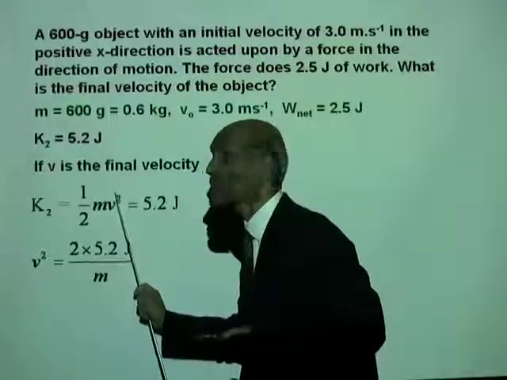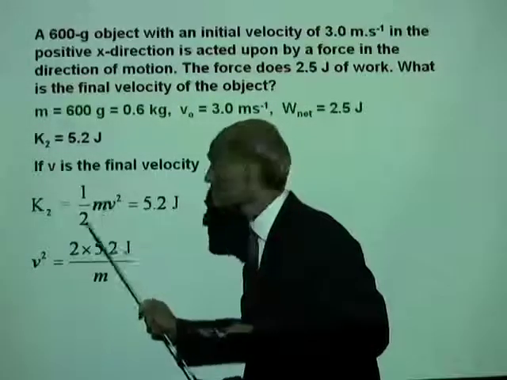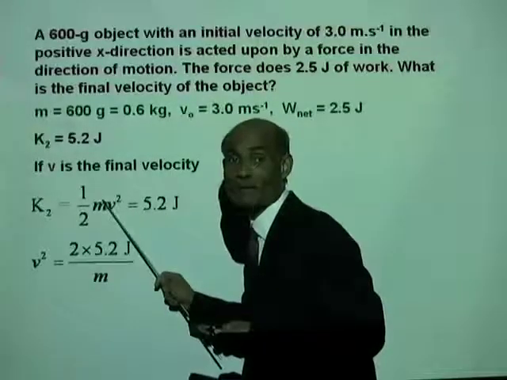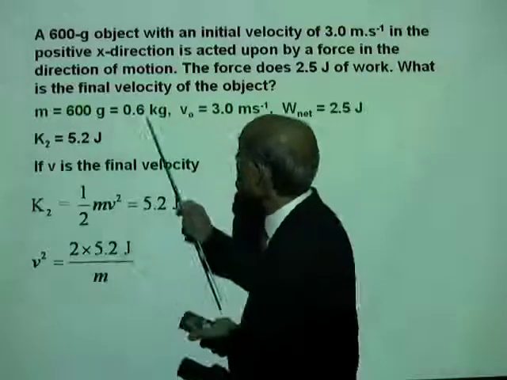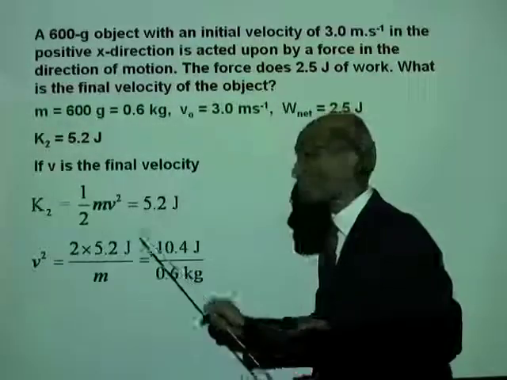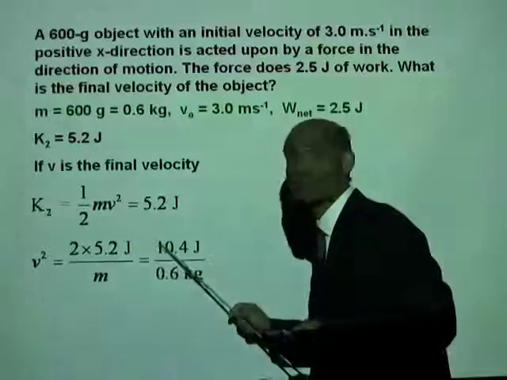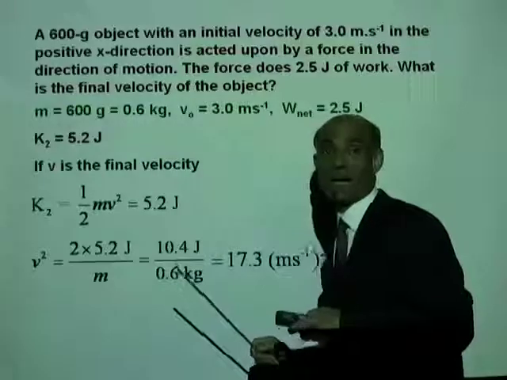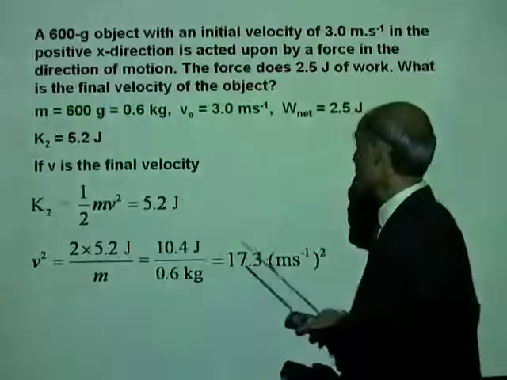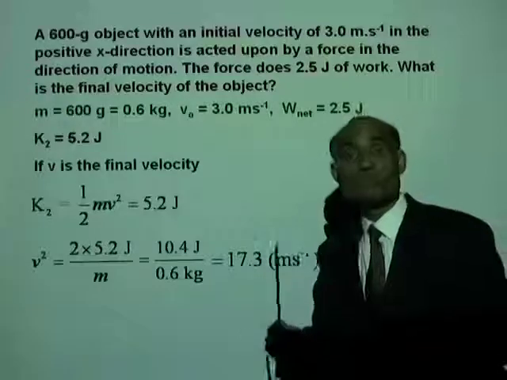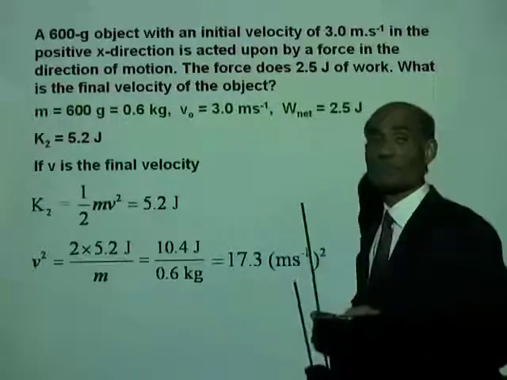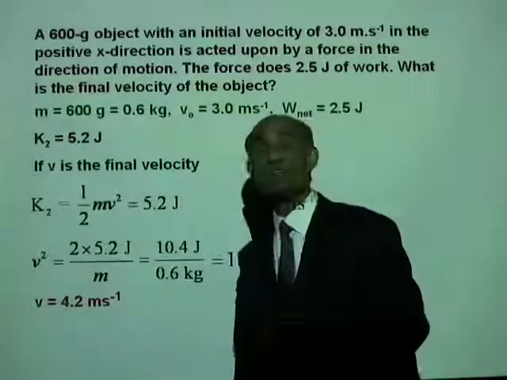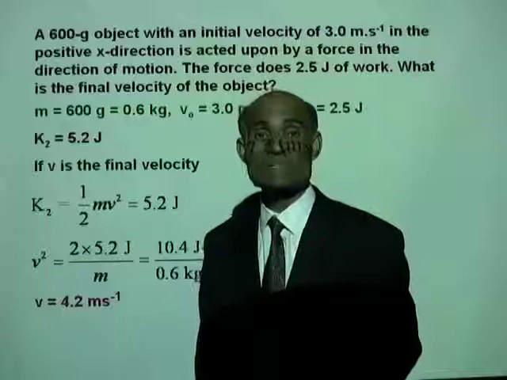I solved for V squared. V squared is 2 times 5.2 divided by m, and m we know is 0.6 kilogram. So 2 times 5.2 is 10.4. m is 0.6 kilogram, and therefore V squared is 17.3 meter squared per second squared. V is the square root of that, which is 4.2 meter per second.